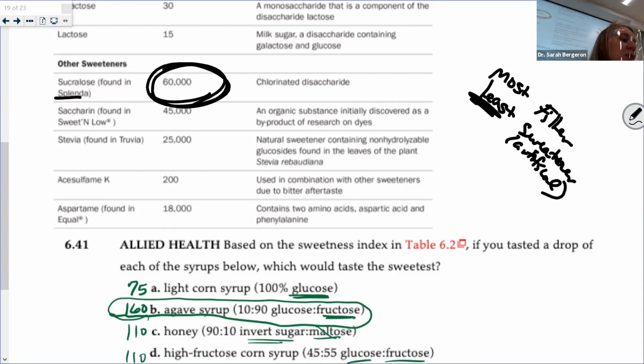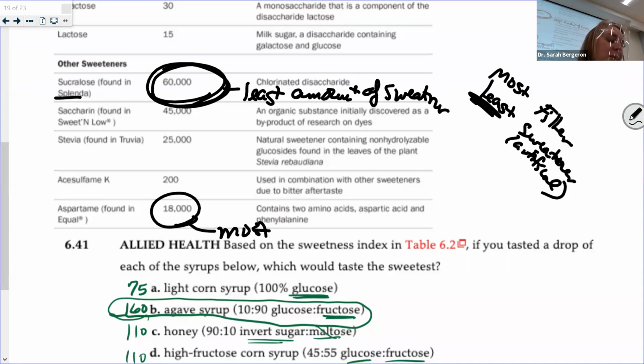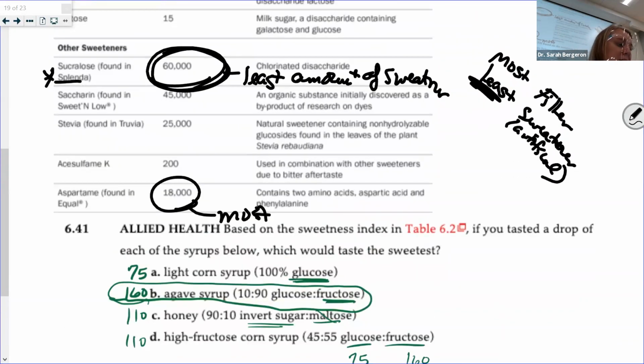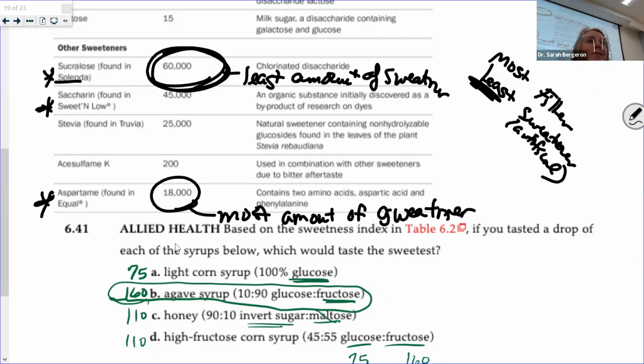So it would be sucralose or Splenda. Which one would have the most would be Equal. So this one has the least amount of sweetener. This one has the most from our list. They gave us 3, right? Splenda, Sweet'N Low, and Equal. So this has the most amount of artificial sweetener. Make sense?